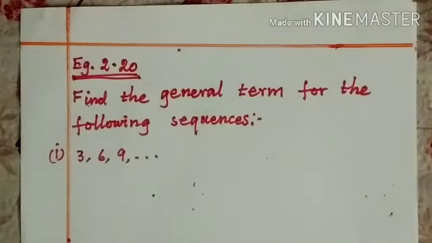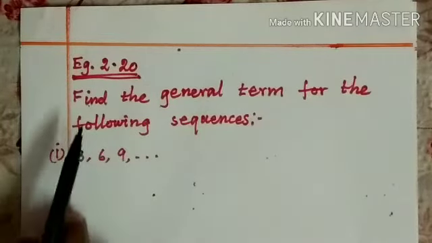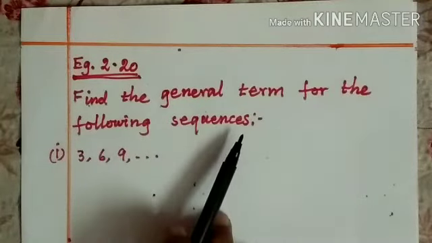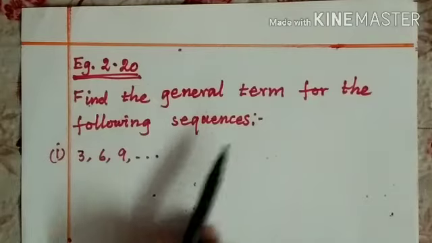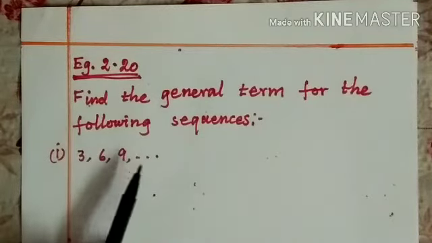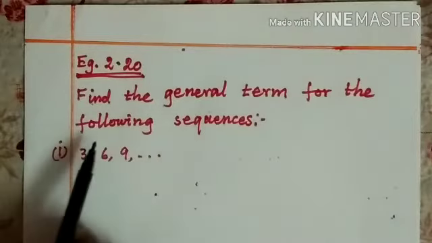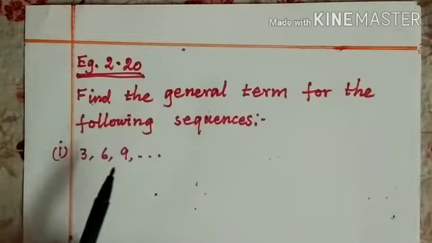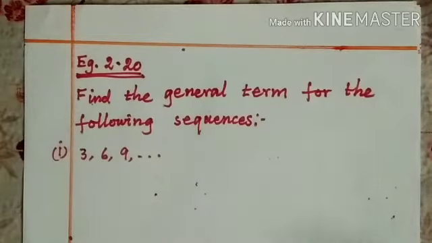Let us see example 2.20. Find the general term for the following sequence. First subdivision: 3, 6, 9 and so on. In this question, a sequence is given. We have to find the general term. Let us see the solution.